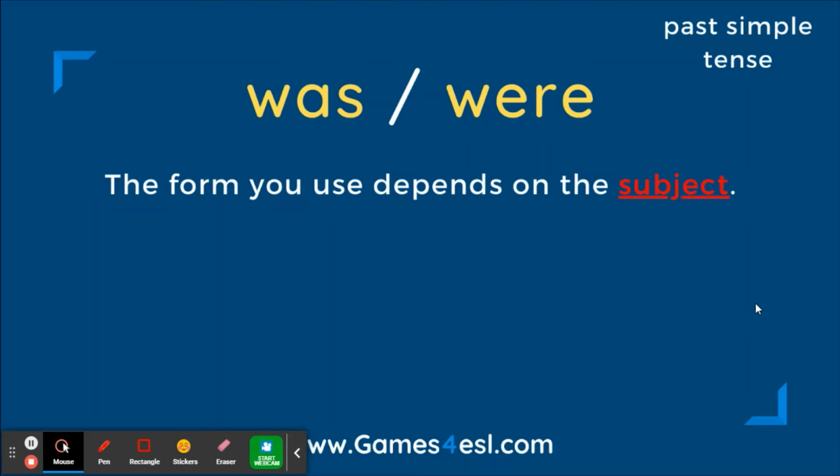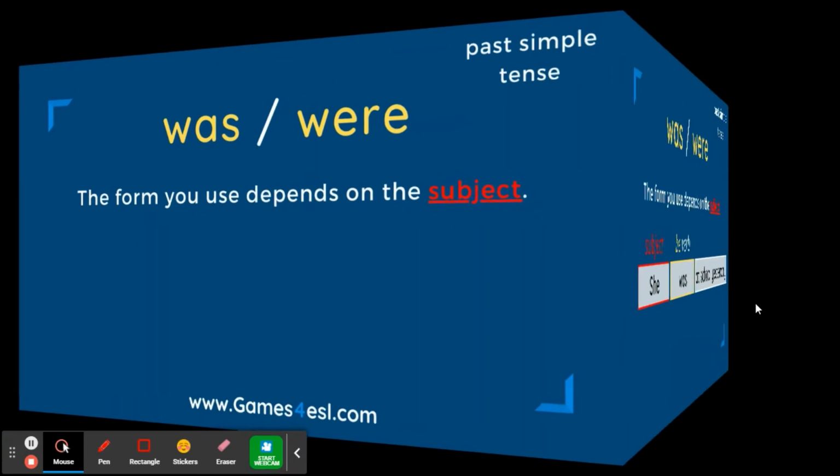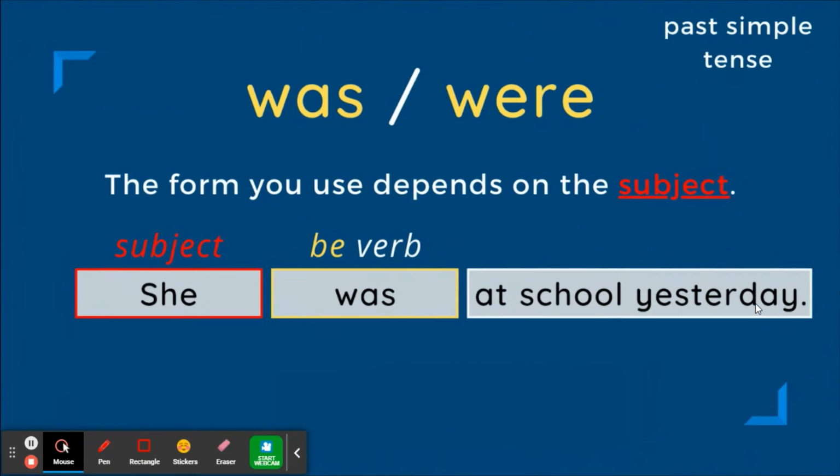So the form you use depends on the subject. Remember, the subject is who or what the sentence is about. For example, here, she was at school yesterday. The sentence is about she, and she is the subject. The verb to be is was because it's in the past tense.